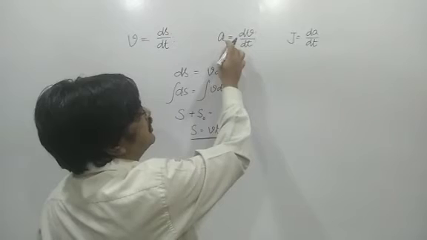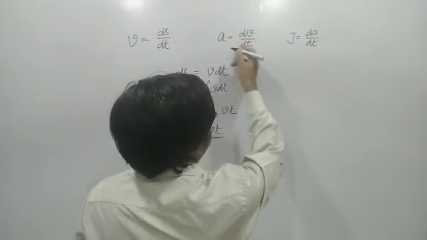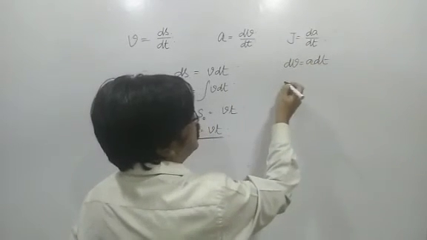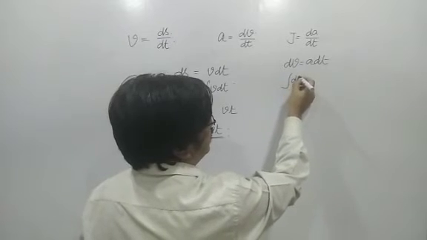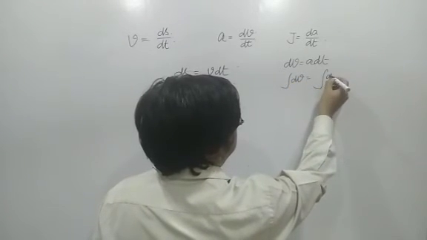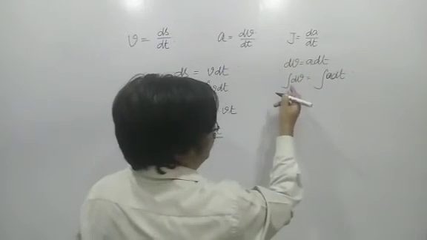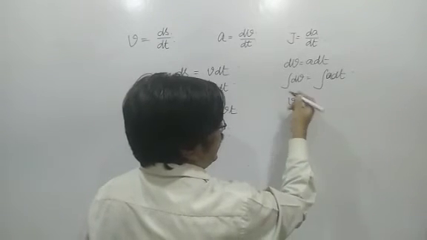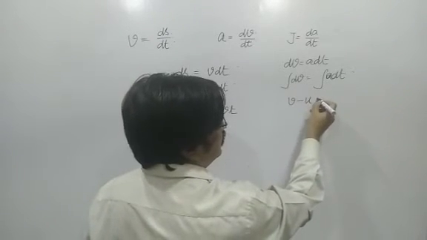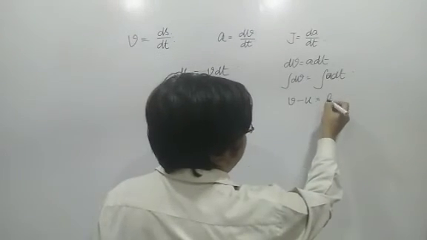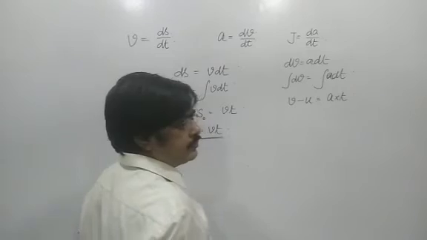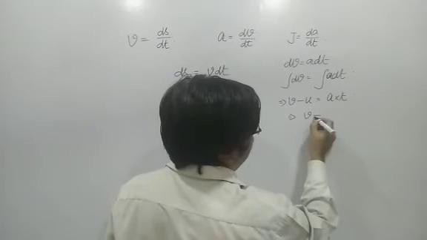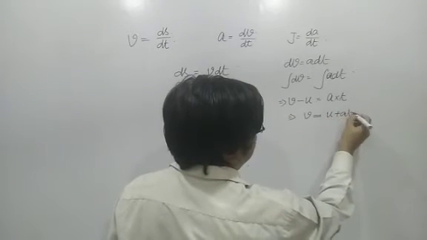Where acceleration remains constant, then by using this equation, dV equals A dt. By integrating both sides, you can write down integration of dV equals integration of A dt. Integration of dV means it must be V, change in velocity, that means V minus U, total change in velocity, equals A multiplied by total time taken. So V equals U plus At.